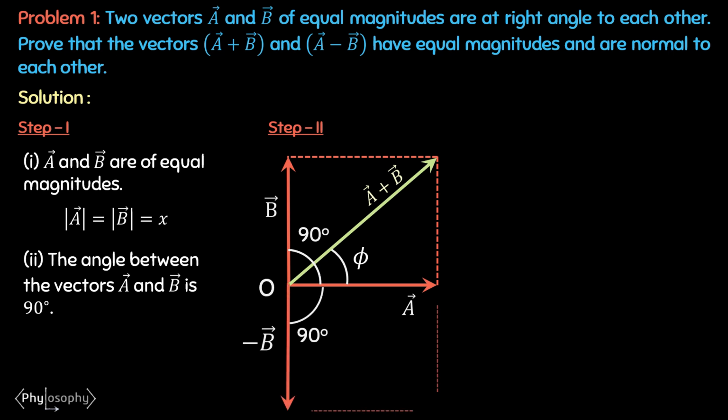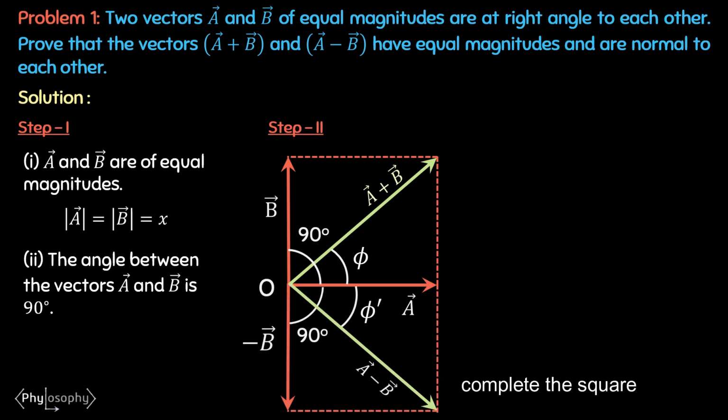Now if you draw the opposite vector of b and again complete the rectangle, then its diagonal will represent the subtraction of two vectors, a minus b, and let this resultant vector of vector a and vector minus b make an angle phi prime with the vector a.